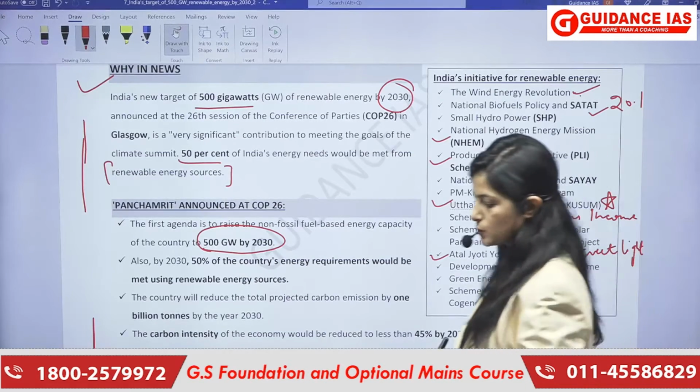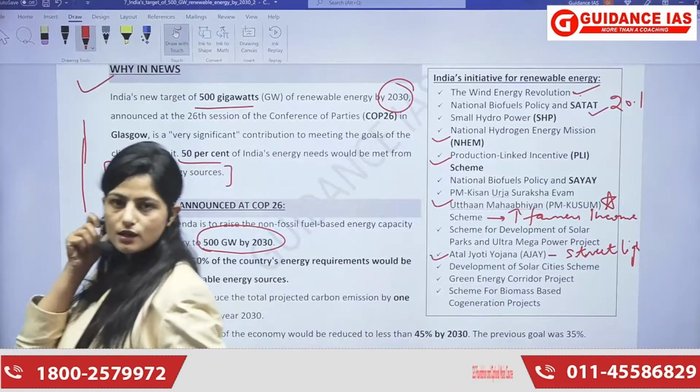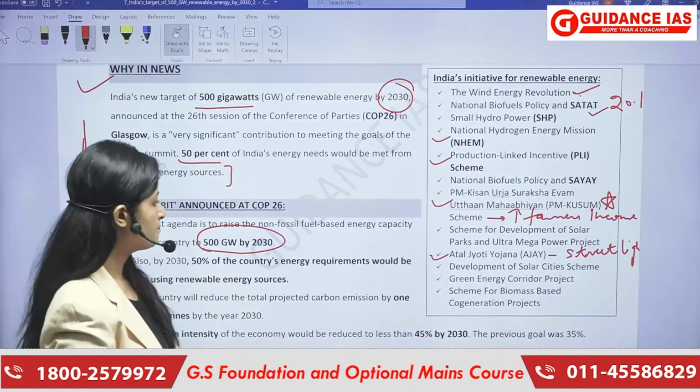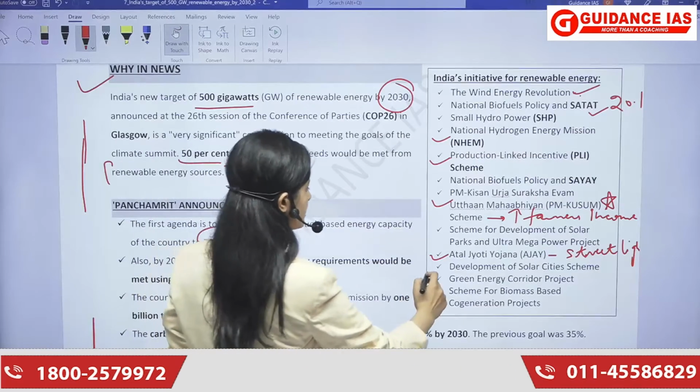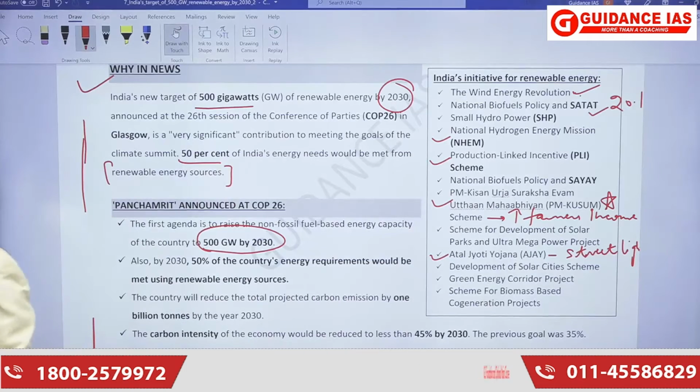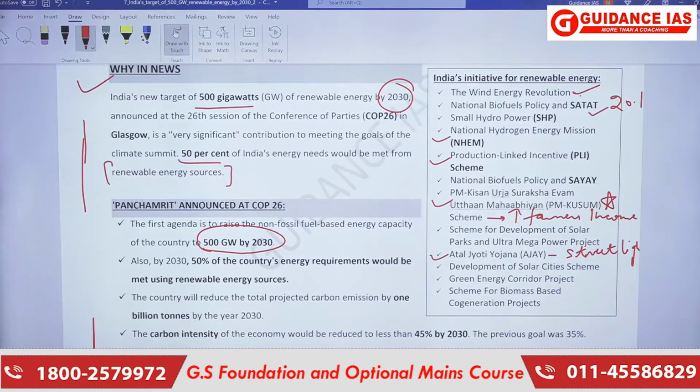So this will be illuminating the dark regions of our country by putting the street lights across the country. Next up, we have developing of solar cities scheme. So here we are planning to develop the solar cities. How? By reducing the minimum 10% in demand of conventional energy and focus on the renewable energy.